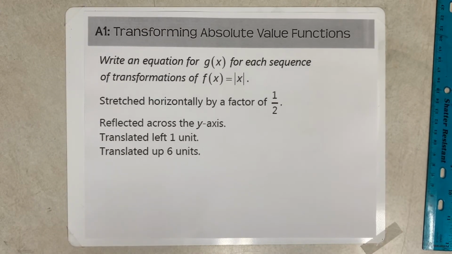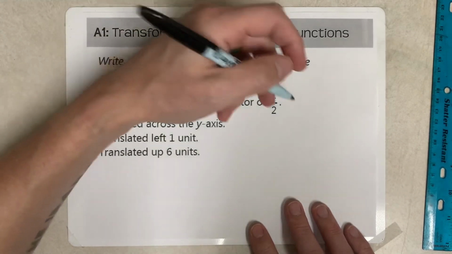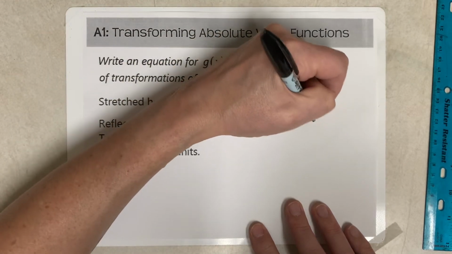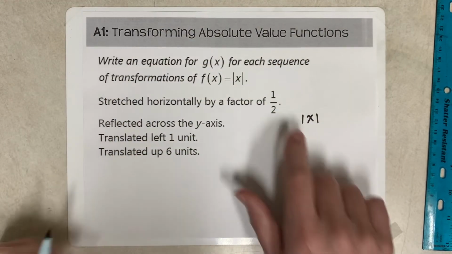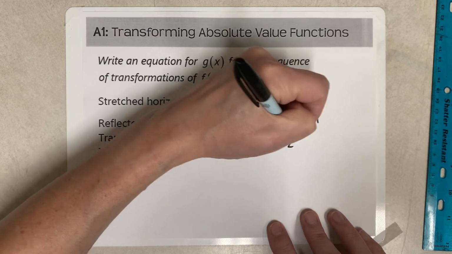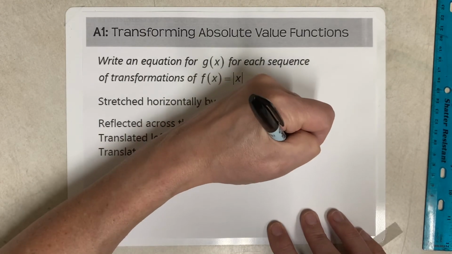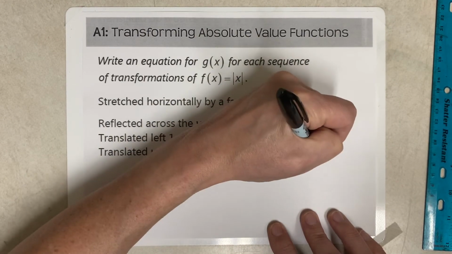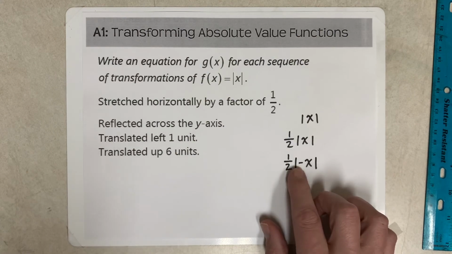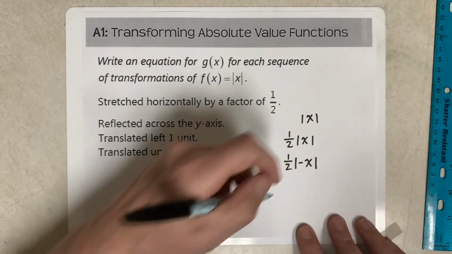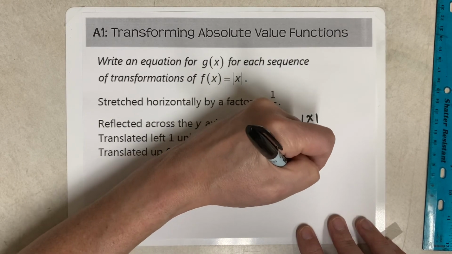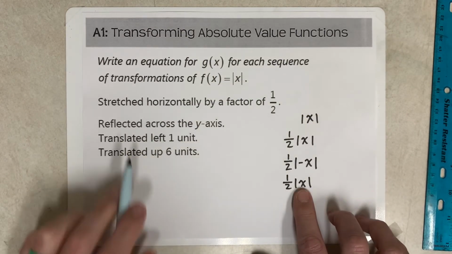Okay, this one. First thing we're going to do is we're going to stretch it horizontally by a factor of 1/2. So we put a 1/2 in front. That'll make it wider. Reflect across the y-axis. Okay, we've already seen this trick. Replace the x's with negative x. But again, this is going to be the same thing as this. So we might as well just revert back to the original one, this one.